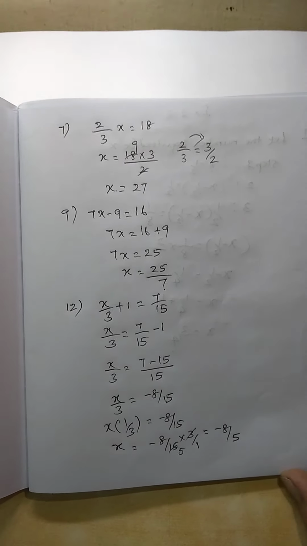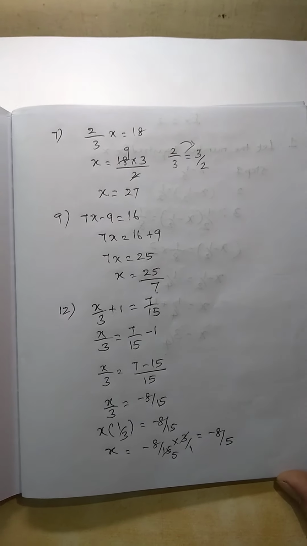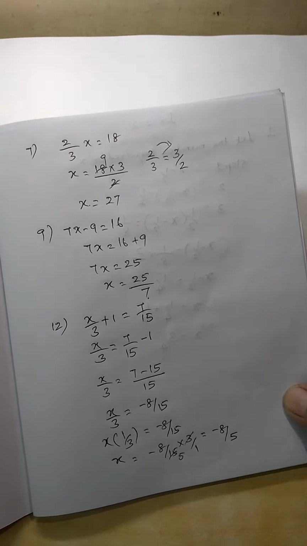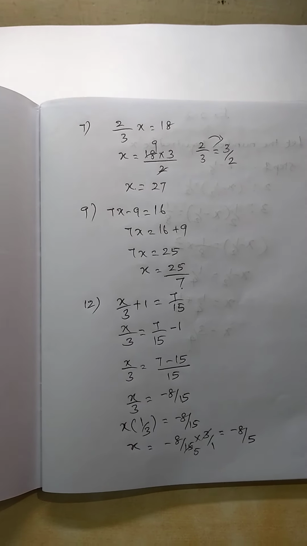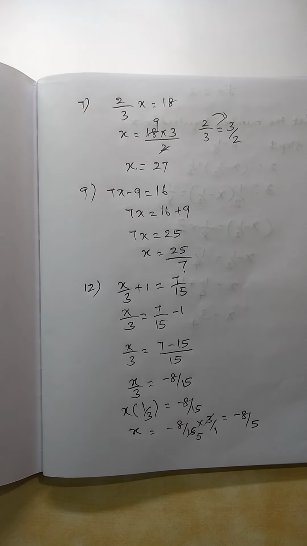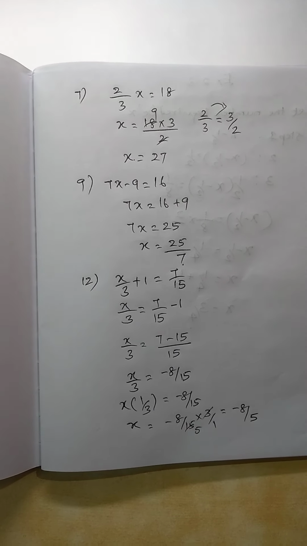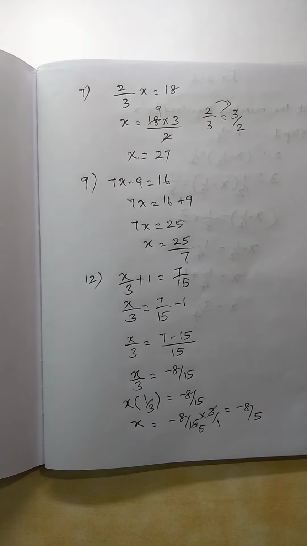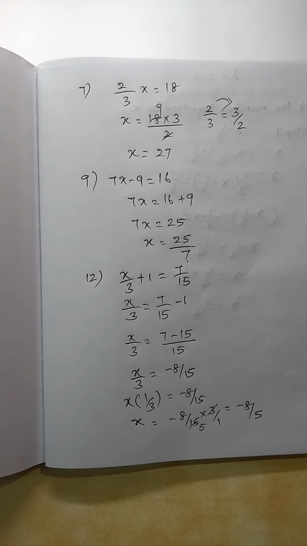Now we go to the seventh question. It is 2 by 3 times x is equal to 18. Here x is multiplied by 2 by 3. So you take the 2 by 3 to your right, and it becomes 3 by 2. So x is equal to 18 into 3 by 2, which gives you 27.